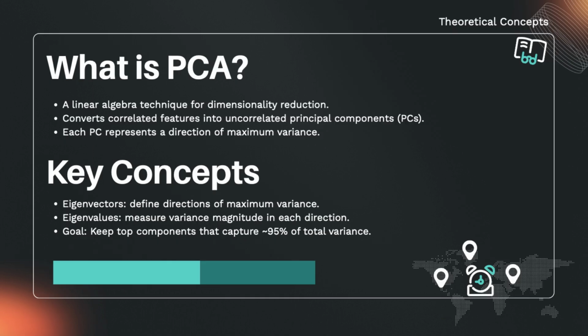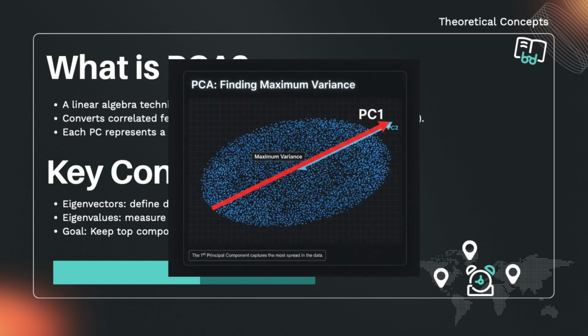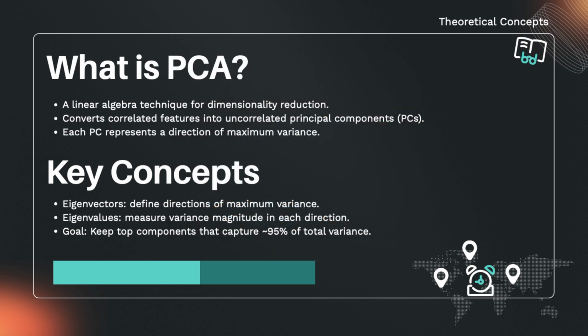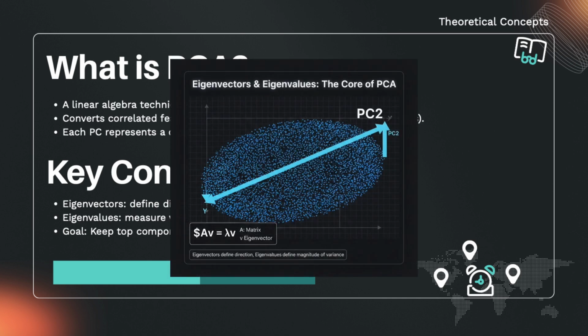So, what exactly is PCA? At its core, PCA is a linear algebra technique used for dimensionality reduction. Its main function is to convert a set of correlated features into a new set of uncorrelated variables called principal components or PCs. The key idea is that each principal component represents a direction in the data with the maximum possible variance.